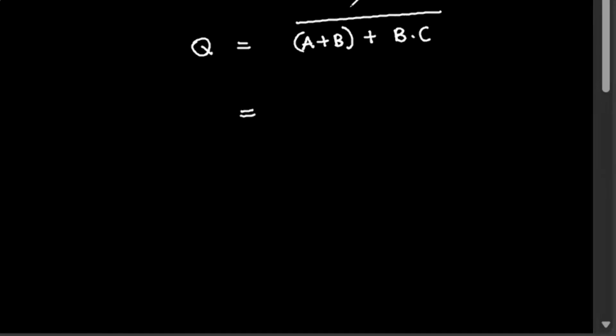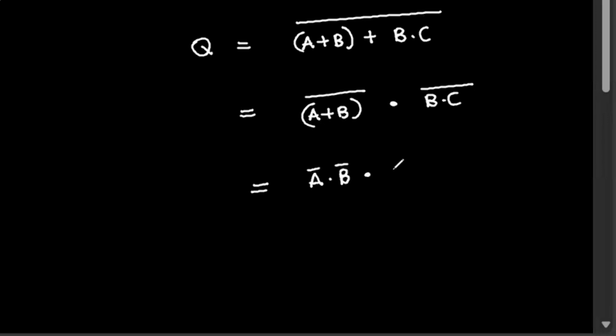Okay, so if I break the bar, the whole thing bar, according to De Morgan's law, I will get (A plus B) whole thing bar dot (B dot C) whole thing bar. That's what I will get. And then I can say this is equal to A bar dot B bar dot (B dot C) whole thing bar. Okay, so I can further simplify this.